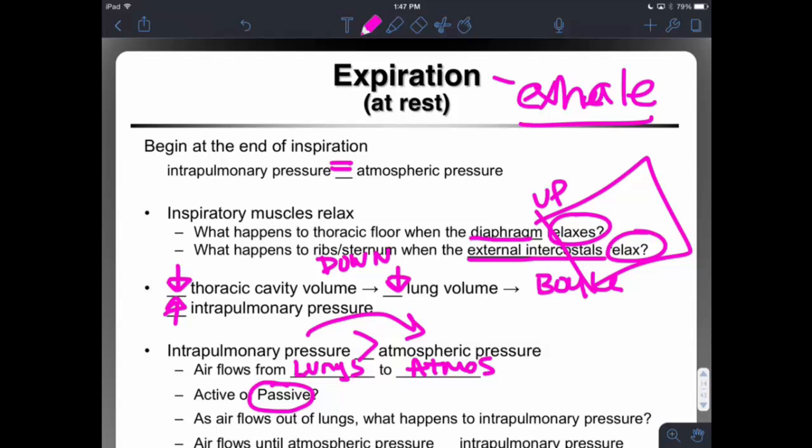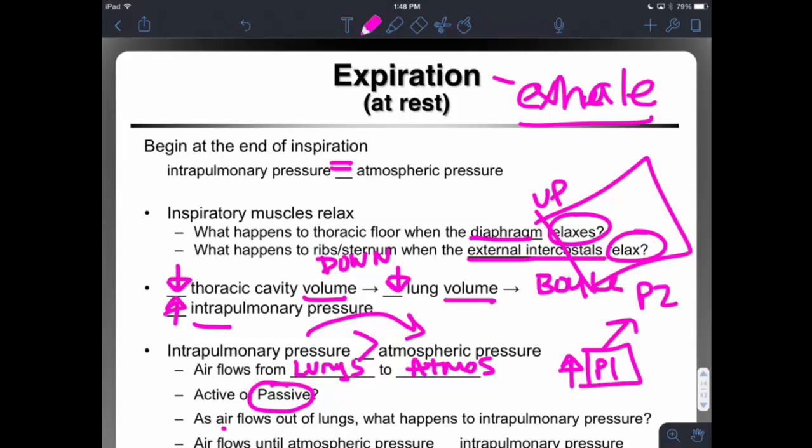And therefore, the volume will decrease, the pressure will increase, and what we're going to have here is a rise in pressure inside the lungs. So now the lungs is P1, the atmosphere is P2, because the lungs is a higher pressure. Air is going to move out.